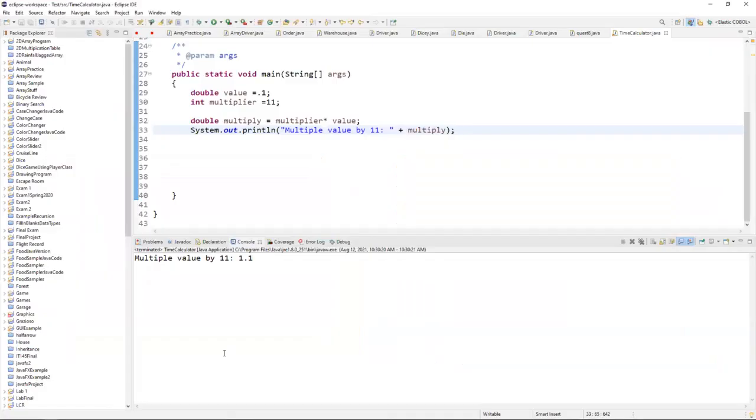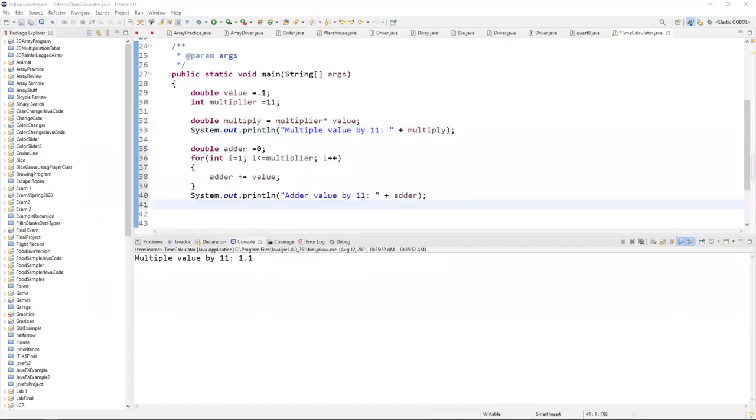But wait, let's look at the code for each of them. So here, we've taken 0.1 as the value and 11 as a multiplier, and we multiply them together, and now let's output. We can see that when we output it, we get 1.1, which is what we would expect.